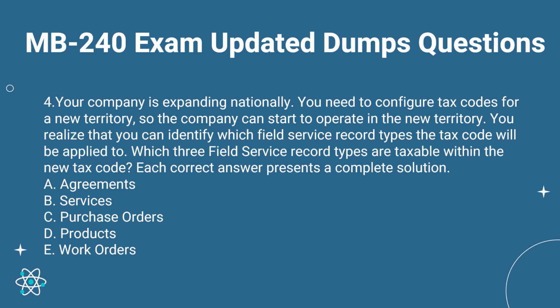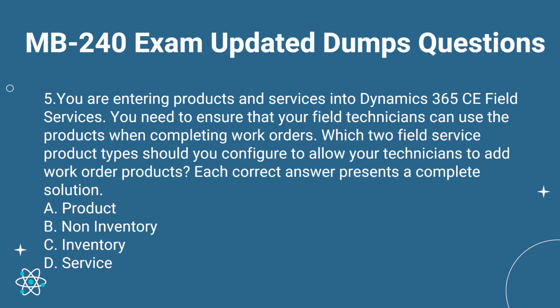A. Agreements. B. Services. C. Purchase orders. D. Products. E. Work orders. 5. You are entering products and services into Dynamics 365 CE Field Service. You need to ensure that your field technicians can use the products when completing work orders. Which 2 field service product types should you configure to allow your technicians to add work order products? Each correct answer presents a complete solution.